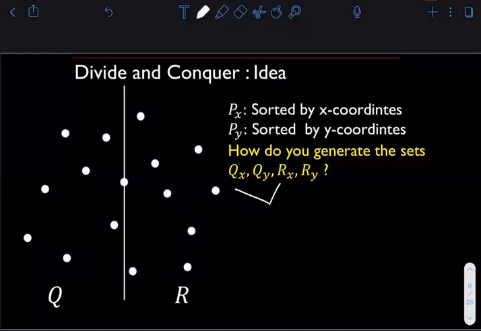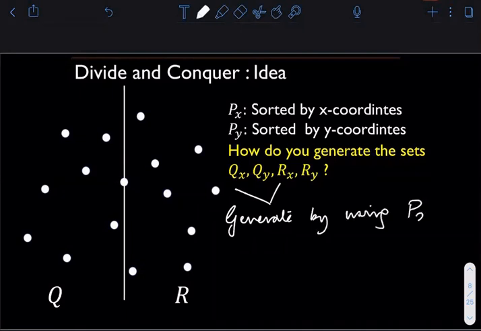So Qx and Rx are already sorted, right? Why? Because Px is sorted. So you can generate these by using Px. Qx is just the first half of Px and Rx is just the second half of Px. Okay, how about Qy and Ry?